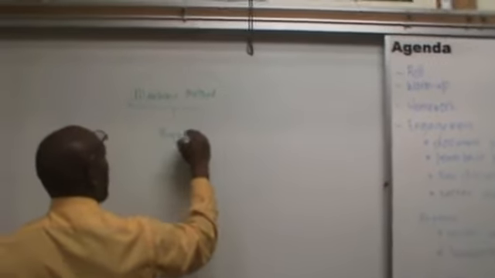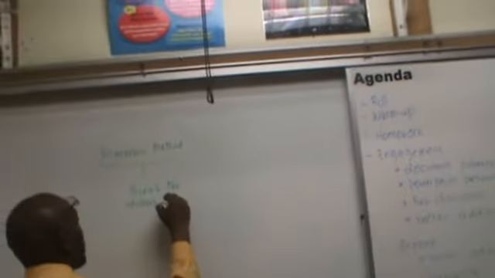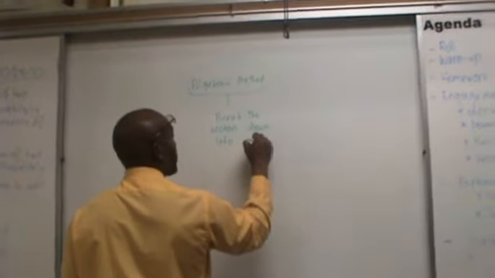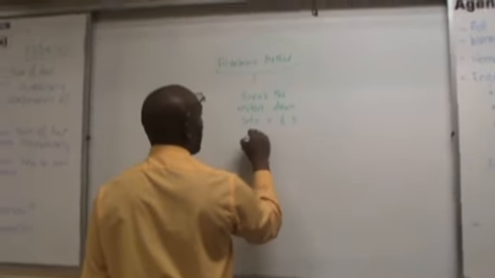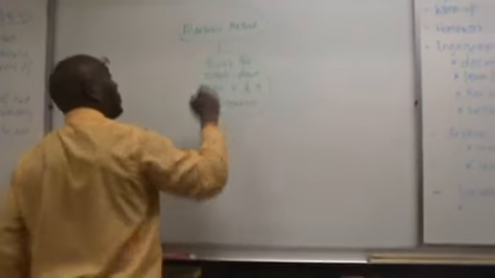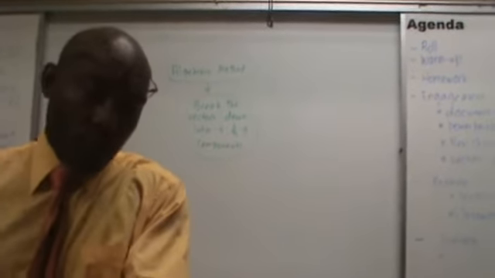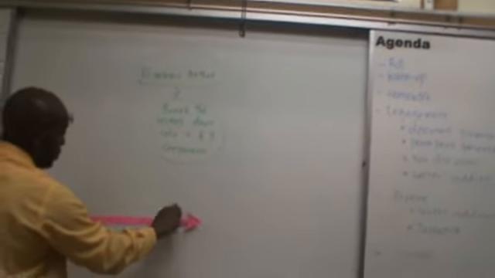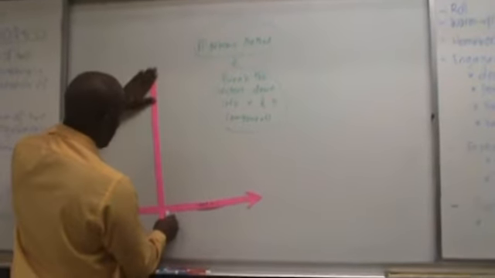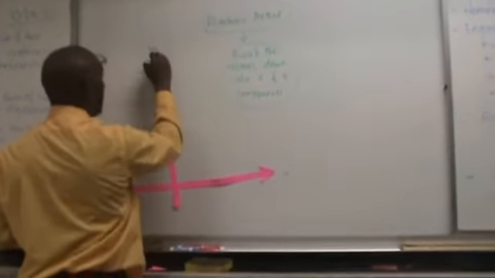The first step of the algebraic method is to break the vectors down into X and Y components. How do you do that? Well, the first thing you're going to need is a coordinate system. So here's our coordinate system, with X and Y axes.